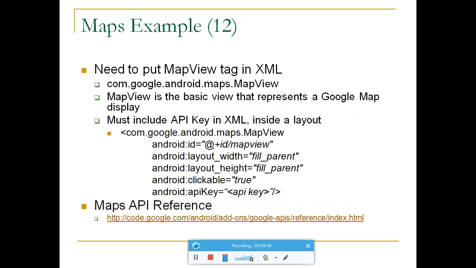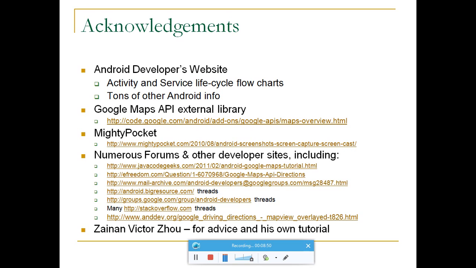For API references, you need to put the key in the map view tag. For further reference, see the Android developer website, the activity and service lifecycle, and tons of Android and Google forums and other development sites. That's all. We'll discuss more next class.